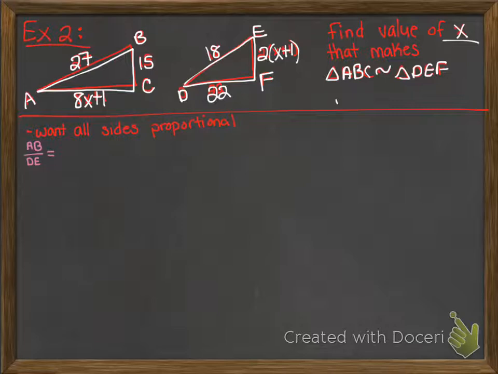Is that super small for y'all? Yeah, okay, so I'll just do it with y'all. That's all right. Alright, I'm going to start with AB over DE.